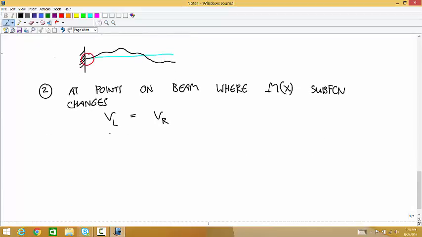And the slope coming from the left has to be equal to the slope coming from the right. So let me draw a picture of this. Okay, so here's the original beam. And let's say here's the point where the subfunction changes.